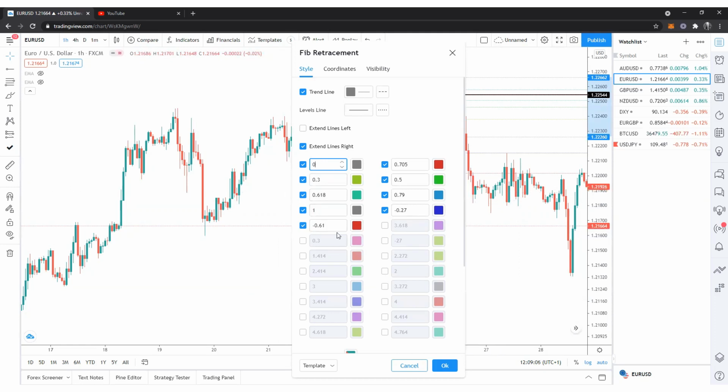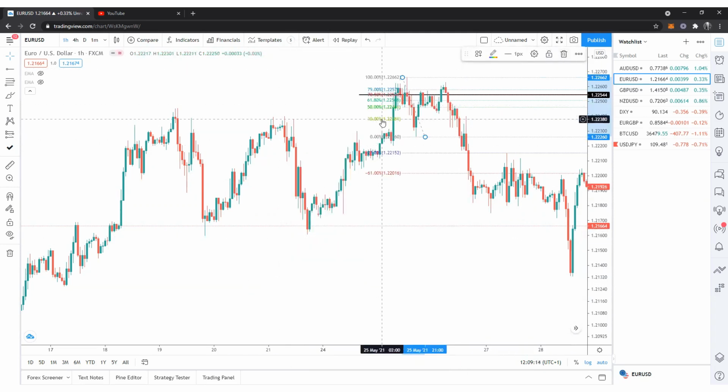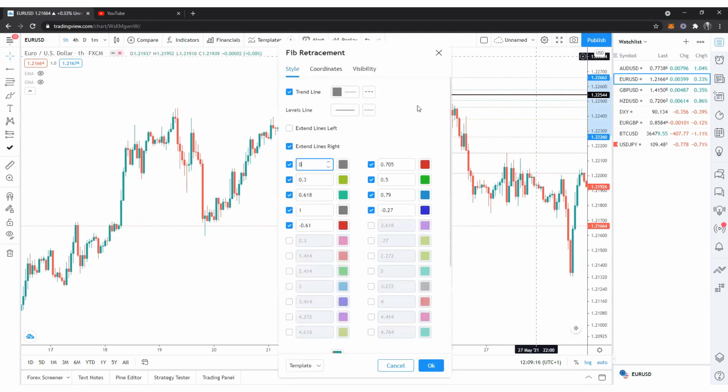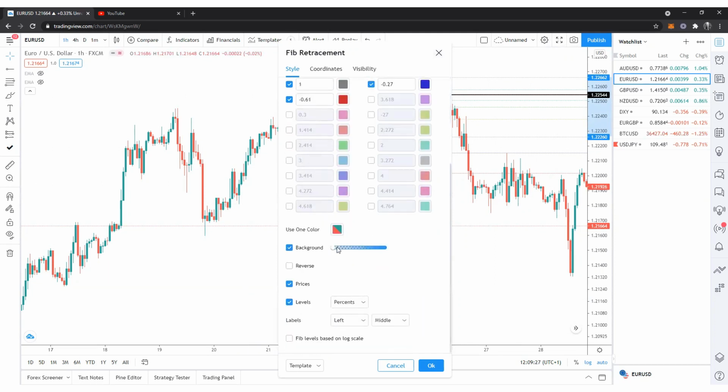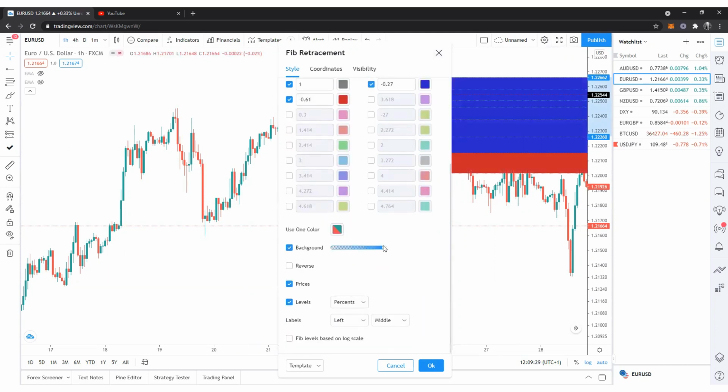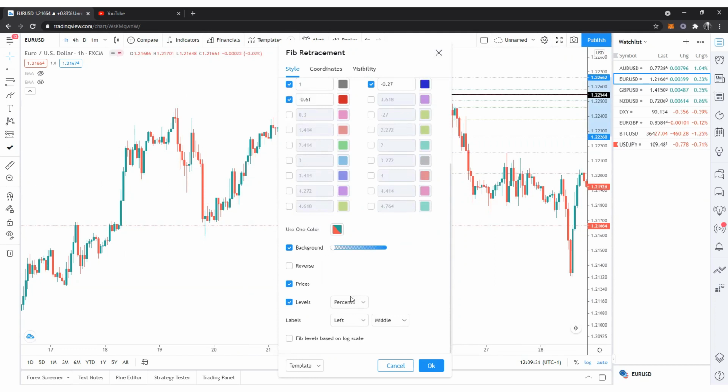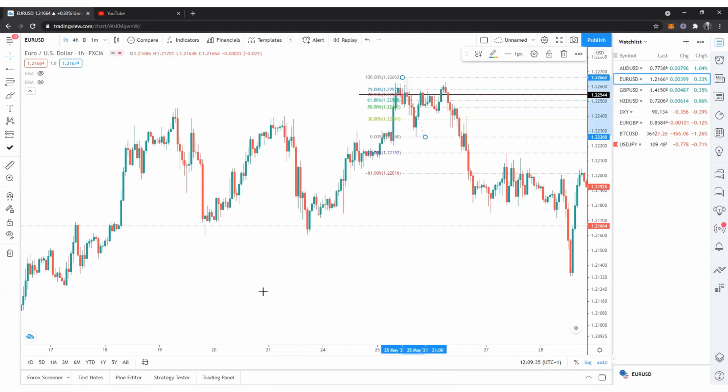So take a screenshot, save these, and then when you go onto TradingView next, please input these. Like I said, if you click the fib, go to the cog, drop down to style, here we go. There are other numbers that will be there, so you have to delete them and then re-input these numbers. Scroll down, you can change the background. I have mine fully transparent, and levels is in percents, and then click OK.